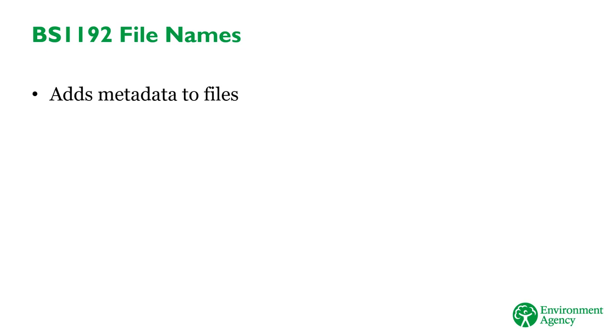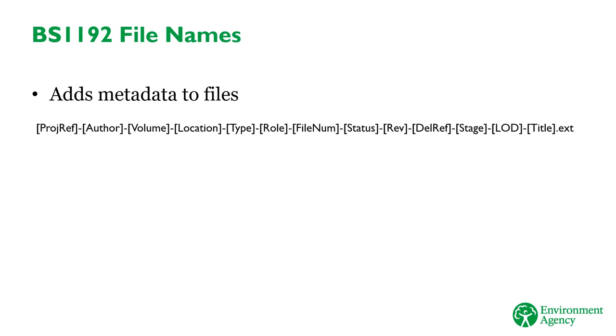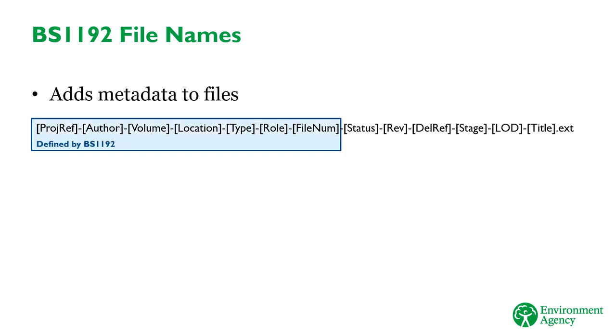The file naming convention used on Environment Agency projects has 13 fields, each of which contains a different piece of metadata. The first 7 fields are defined by the British standard BS 1192, whilst the last 6 are defined by the Environment Agency Employer's Information Requirements.